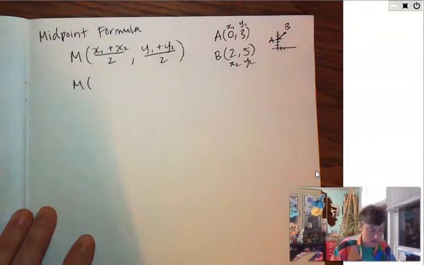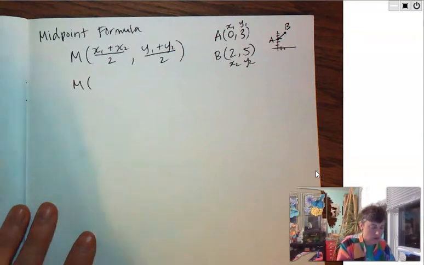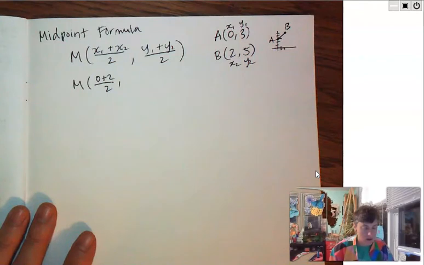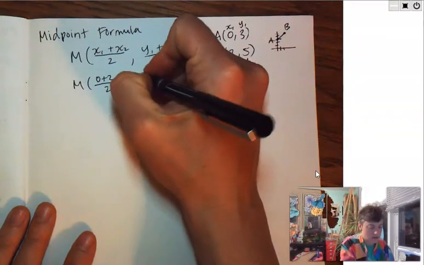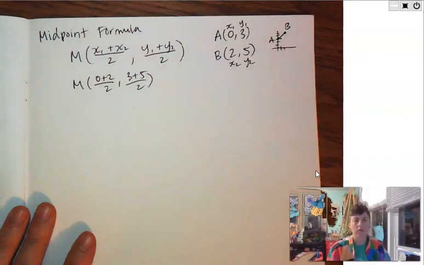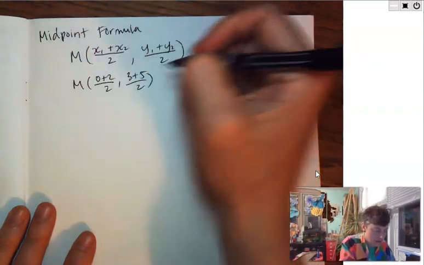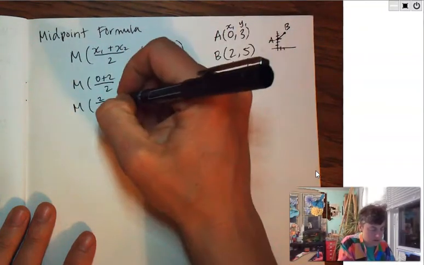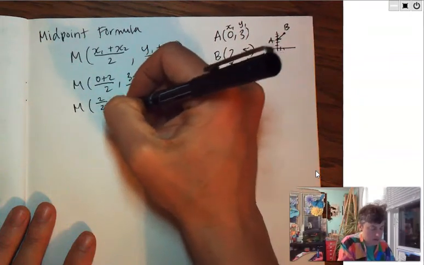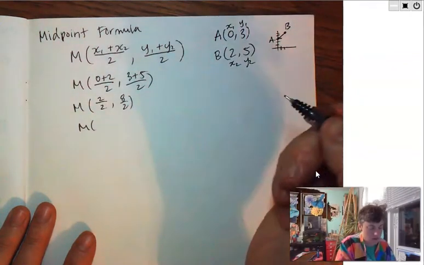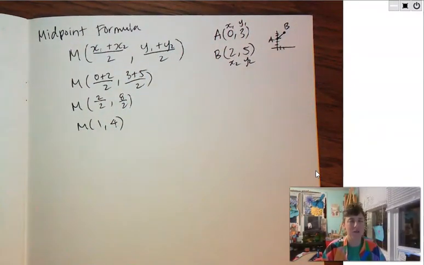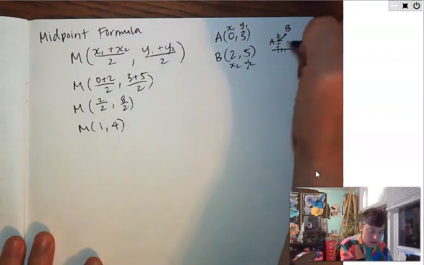So M is going to be x1 plus x2 all over 2, which will be 0 plus 2 all over 2, and y1 plus y2, which will be 3 plus 5 all over 2. Well, we know 0 plus 2 is 2 over 2. We know 3 plus 5 is 8 over 2. And we know 2 over 2 is 1, and 8 over 2 is 4. So our midpoint between A and B is at 1, 4.